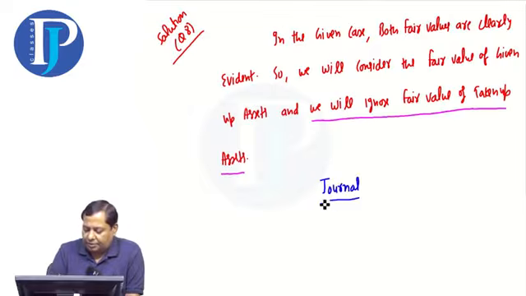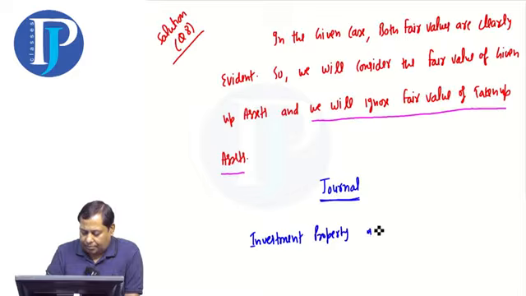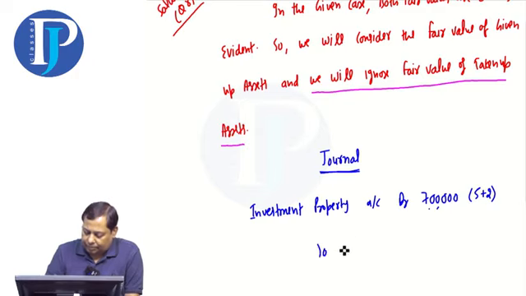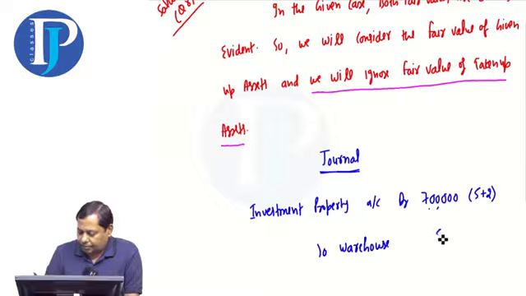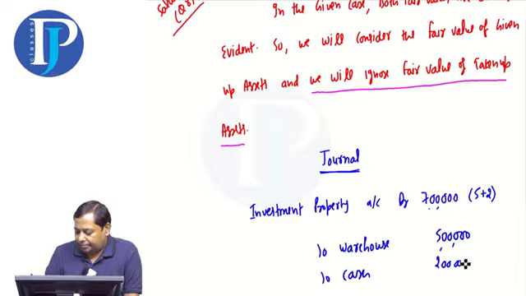So what journal entry will I pass? Investment property account debit is 7 lakhs, 5 plus 2, to the warehouse 5 lakhs, to cash 2 lakhs. I will put a star on it.